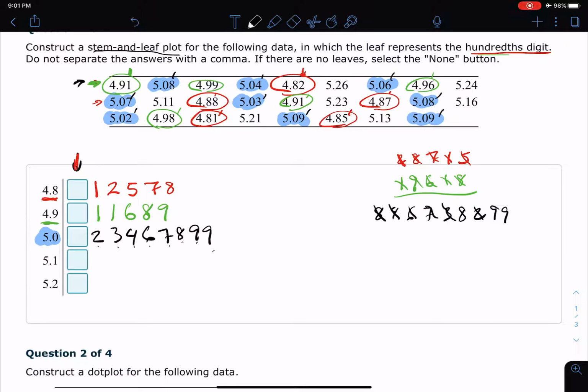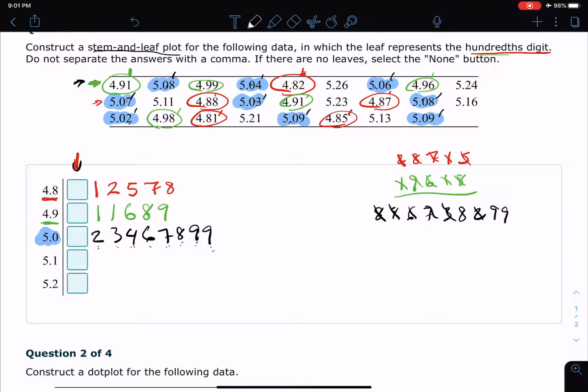Am I missing something? Oh, I missed the 8. Oh, I just didn't cross it. Wait a minute. Okay, what's going on here? 1, 2, 3, 4, 5, 6, 7, 8. How many items do I have? 1, 2, 3, 4, 5, 6, 7, 8, 9. What am I missing? I'm missing something here.